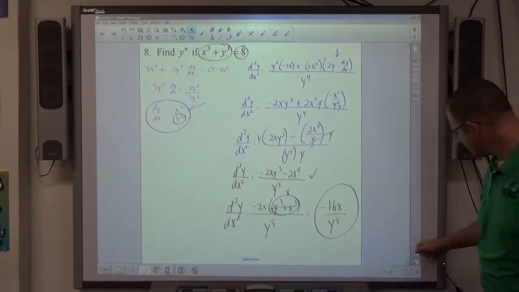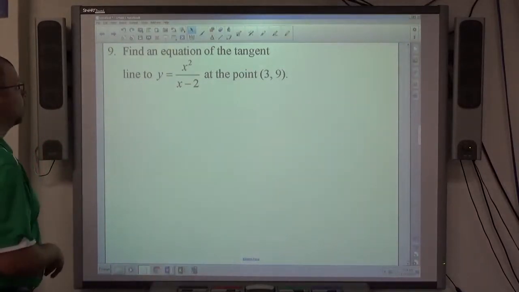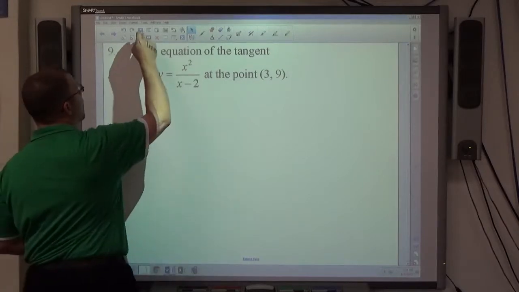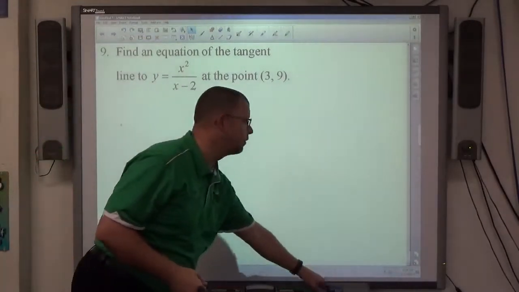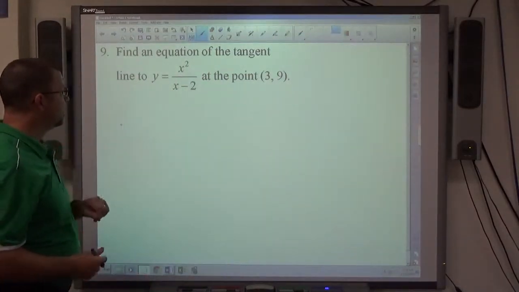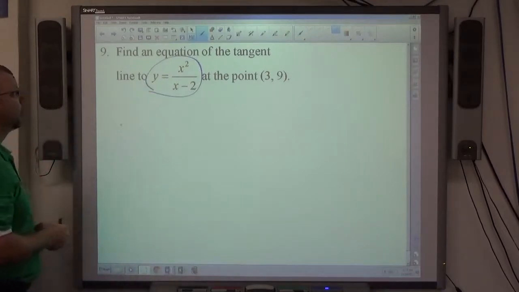Number 9, find an equation of the tangent line to y equals x squared over x minus 2 at the point 3, 9. So equation of tangent line immediately should bring to mind that the slope of the tangent line is the derivative of this function. So the function is a quotient, so the quotient rule is going to be used.